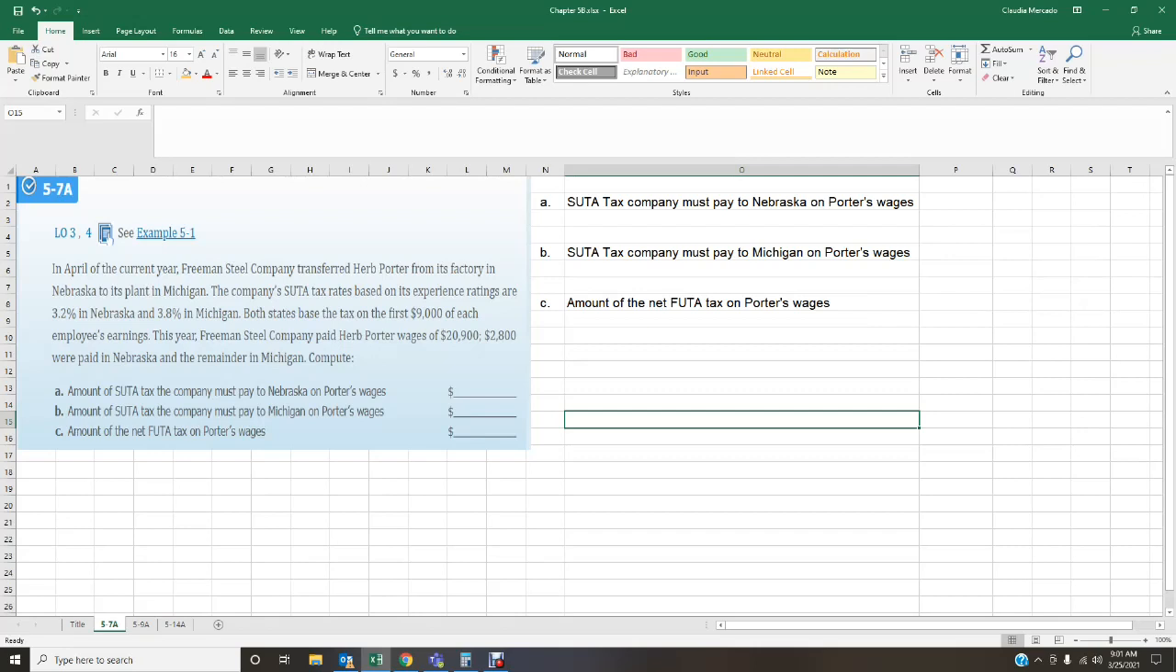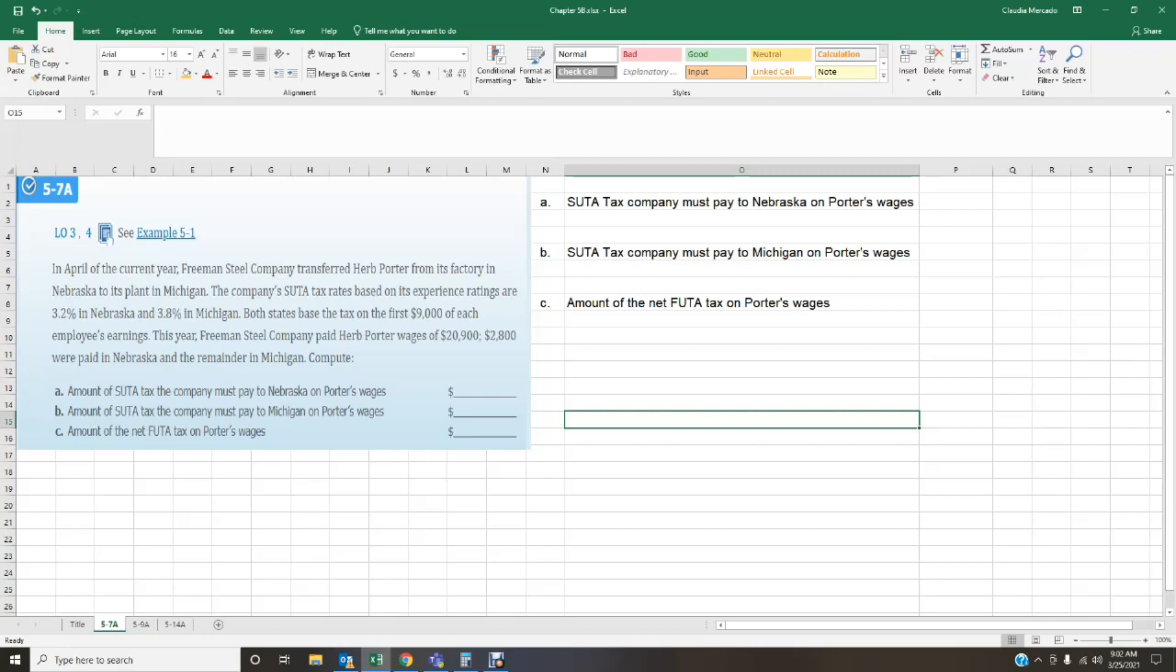This problem deals with the company transferring an employee from one company to another company in two separate states. It says in April of the current year, Freeman Steel Company transferred Herb Porter from its factory in Nebraska to its plant in Michigan. The company's SUTA tax rates based on its experience ratings are 3.2 in Nebraska and 3.8 in Michigan. Both states base the tax on the first $9,000 of each employee's earnings.